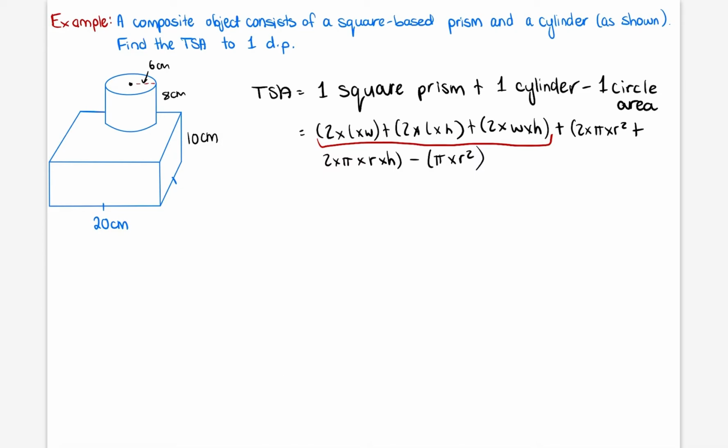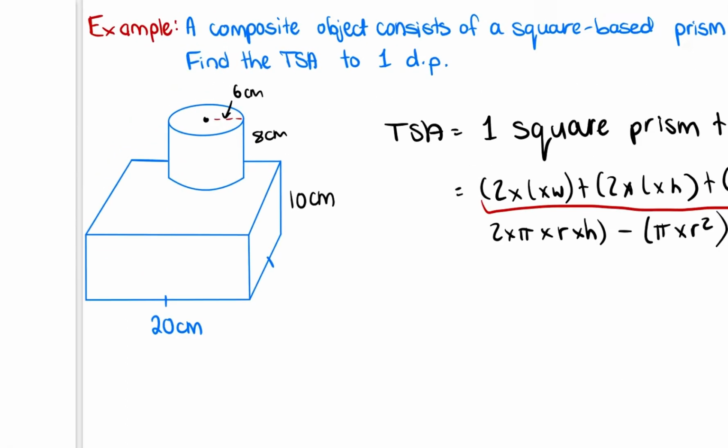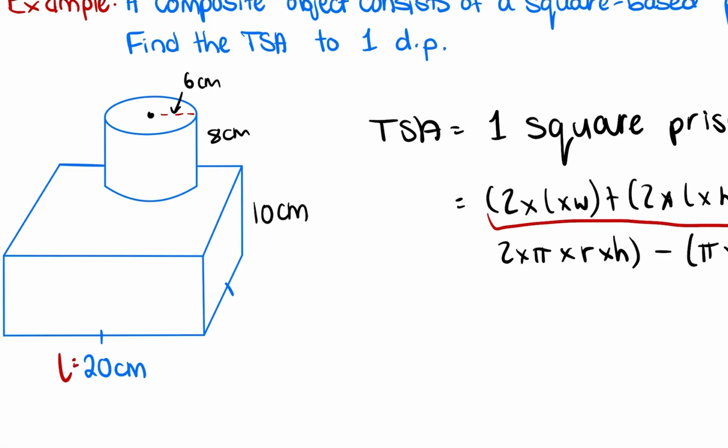From there, what we want to do is label what is what. So this is my length here. This one is my width. Keep in mind that this is also 20 centimeters because these both have the same marks. This is going to be my height of my rectangular square prism. This is my radius, and this is my height of my cylinder.